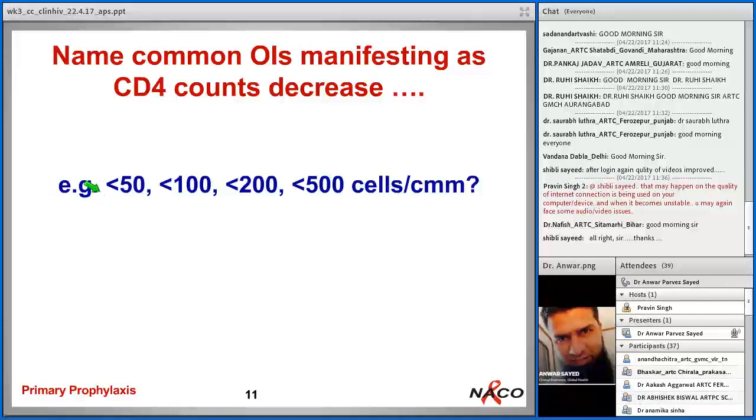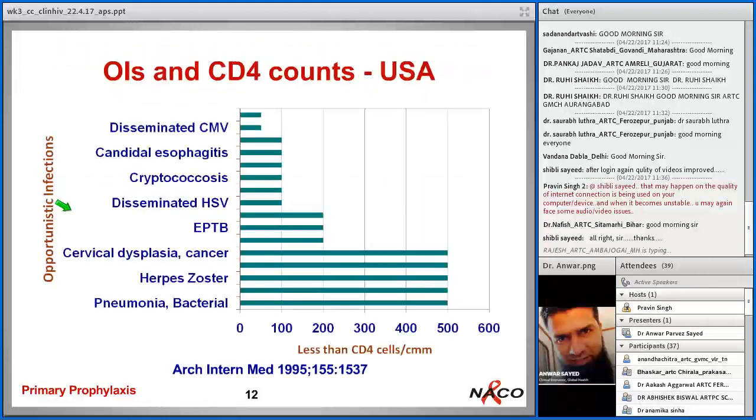Now we have seen the graph, and I think we are in a position to categorize the OIs based on the level of CD4 count. If the CD4 is less than 500, which are the more common OIs as compared to the common OIs if the CD4 is less than 100 or 50? So here we can again see that list.